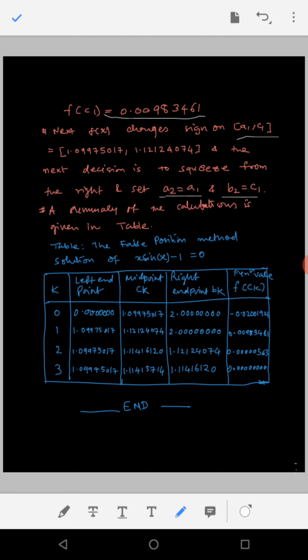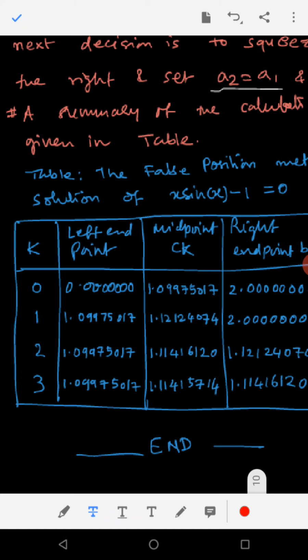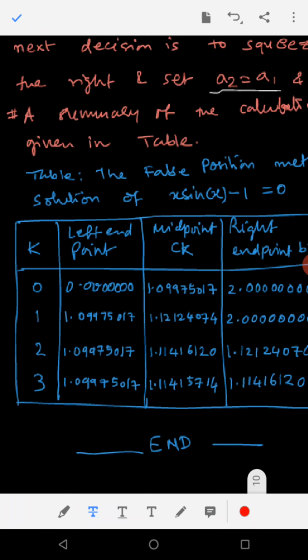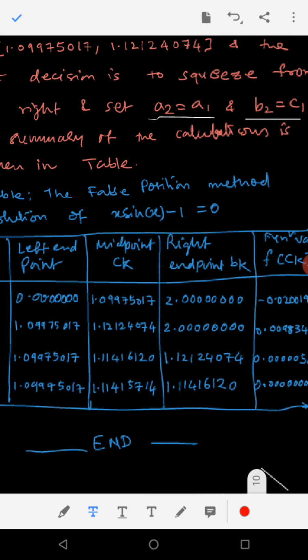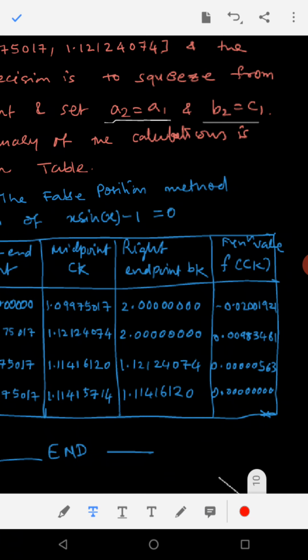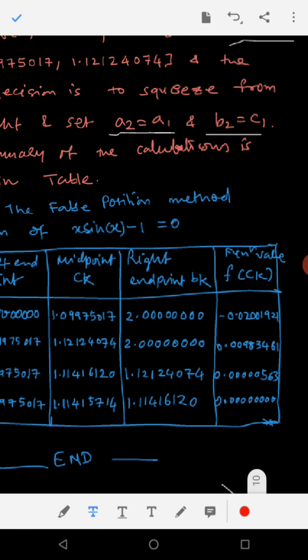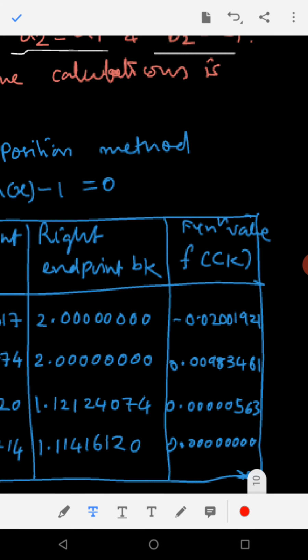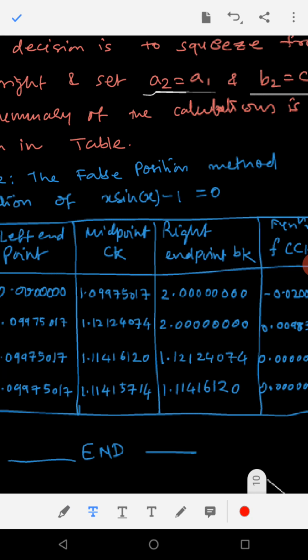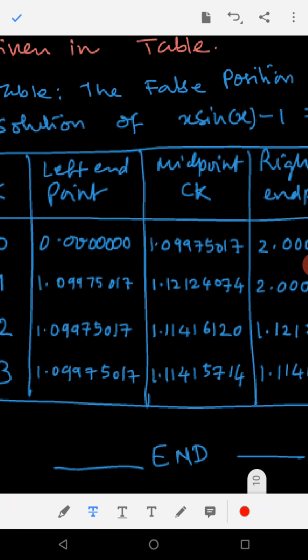A summary of the table calculation is shown here. The first column shows the iteration number, the second shows the left hand point, midpoint and the right point, so a_k, c_k and b_k, and the value of the function f(c_k). So just iterate and you are getting this answer. You have to measure the sign in radians.